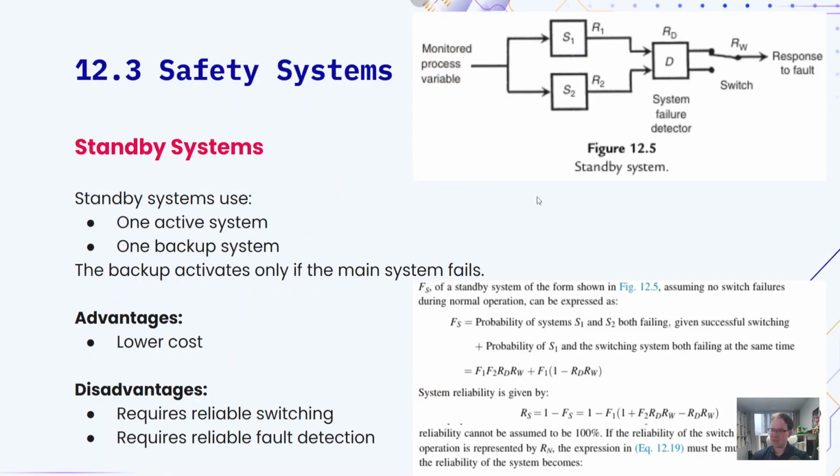Standby systems. Here's a diagram of a standby system. We monitor some kind of process variable. We check what's happening. We detect if there's a system failure, and then we can switch to respond to the failure. Standby systems use one active system and one backup system. The backup activates only if the main system fails. This is like a backup generator.